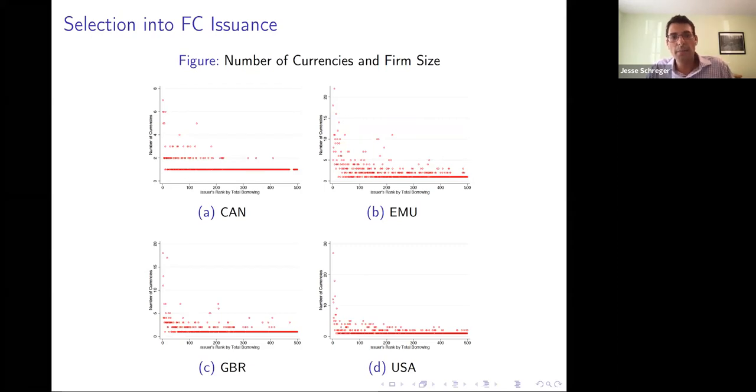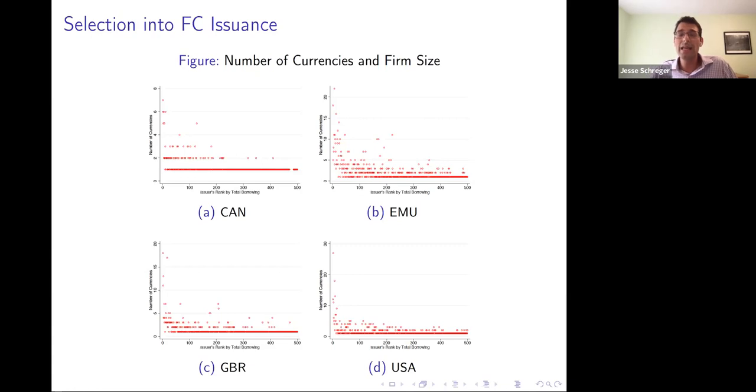However, when you actually plot the number of currencies that a firm borrows in on the y-axis, and every dot here is a different firm, and on the x-axis the issuer's rank in total borrowing, so the bigger firms are on the left, what you see is that overwhelmingly firms borrow in very few currencies. Mostly they just borrow in one, their own. It's only the largest firms that are going to borrow in foreign currency. And because of everything we've shown about home currency bias, if you're not borrowing in an investor's currency, you're not going to be getting capital from them.